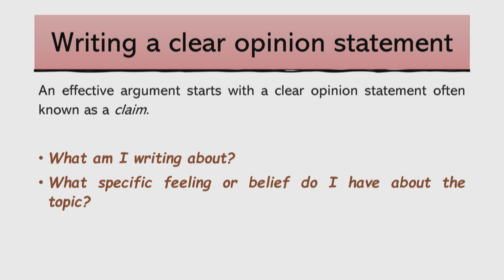Now let us have a look at how to write a clear opinion statement. An effective argument starts with a clear opinion statement, often known as a claim. If you can state your opinion in a single, clear sentence, your readers will easily grasp your main argument. And these questions can help you in shaping your ideas. Who or what am I writing about? What specific feeling or belief do I have about the topic?